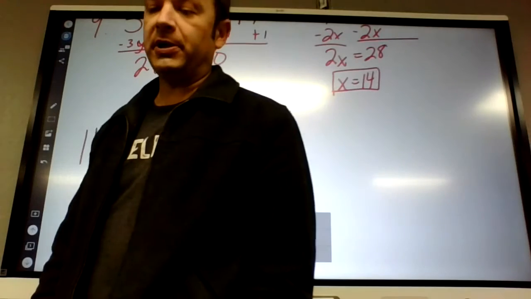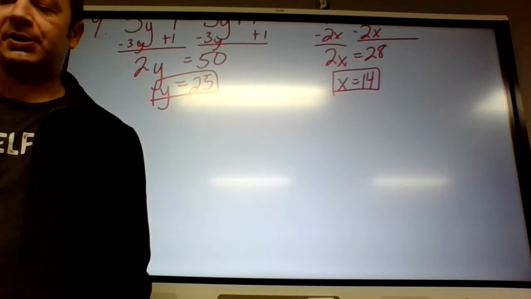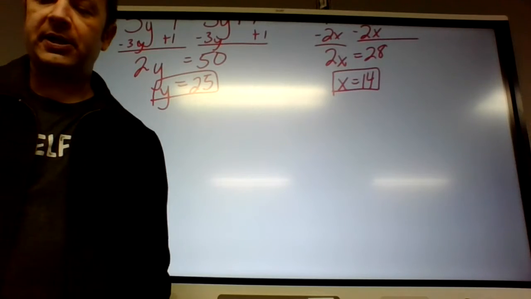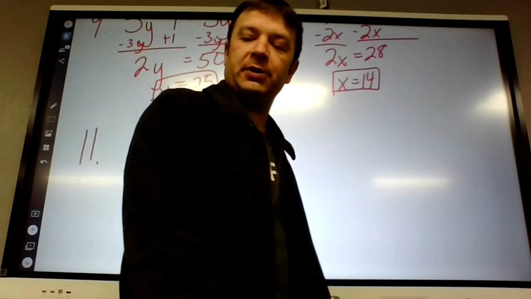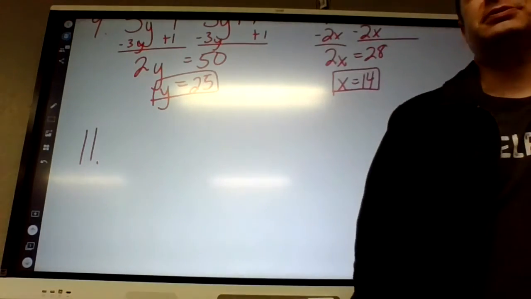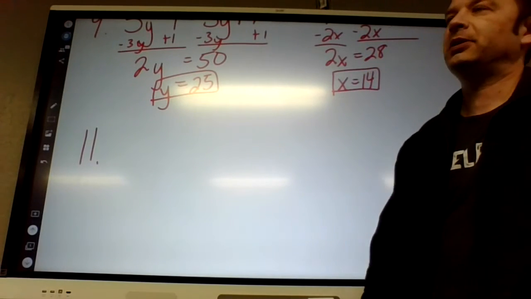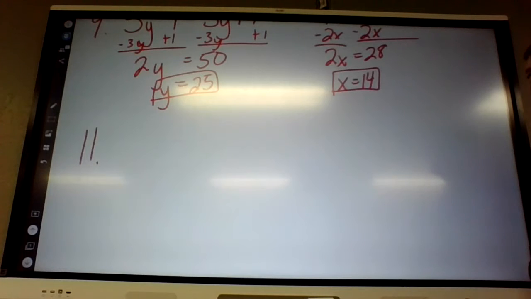Okay, on 11, draw a quadrilateral with each characteristic that is not a parallelogram. So it's got to have two pairs of congruent angles. Could we draw a quadrilateral with two pairs of congruent angles and it not be a parallelogram? Yes. Well, no.